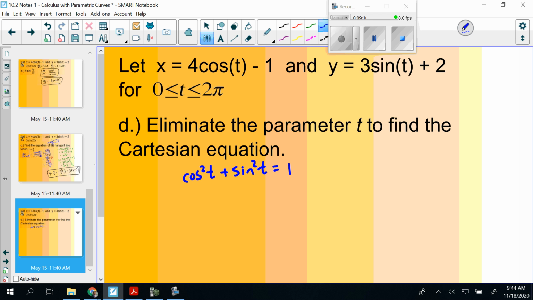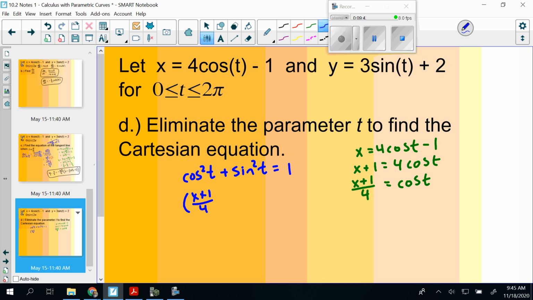So what we want to find is what are these equations in terms of sine and cosine. So over on the side here, let's find those. Let's start with the x one. So x equals 4 cosine t minus 1. Let's solve for the cosine. So add 1. Divide by 4. So cosine of t is equal to x plus 1 over 4. So we can substitute that in over here. And it's cosine squared, so this is going to be squared.